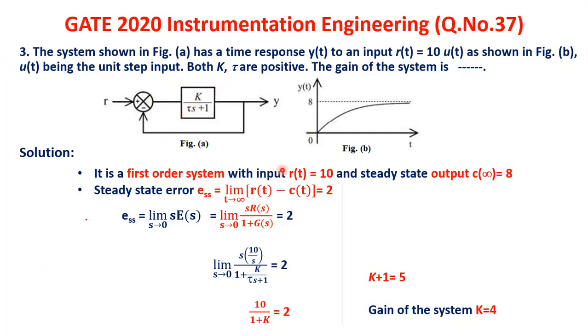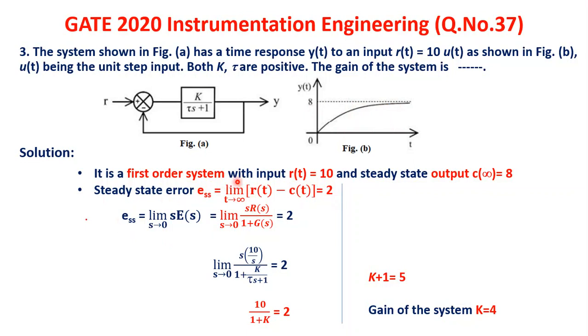So here again it is a first order system, a type 0 first order system. Output is given. We know that the final value of the output is 8. So it is 10 u of t, that means r of t equal to 10 when t greater than or equal to 0. So that is the input always. Therefore at steady state output is 8. Therefore steady state error, we know 10 minus 8 it is 2. That is what is written here.